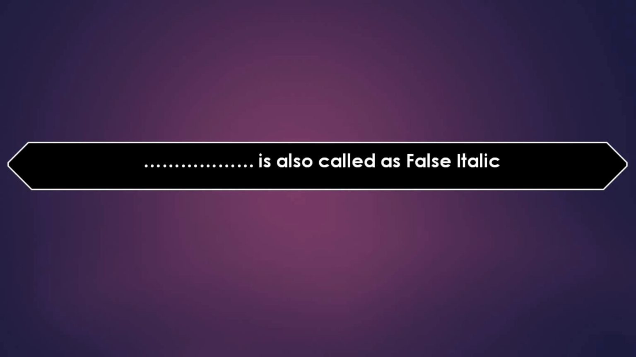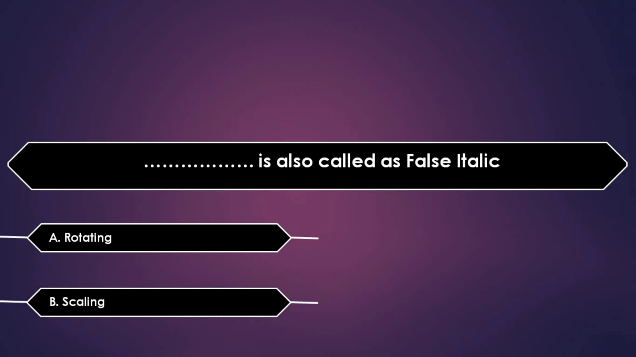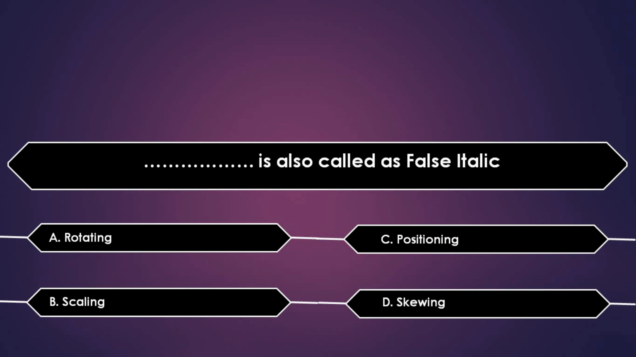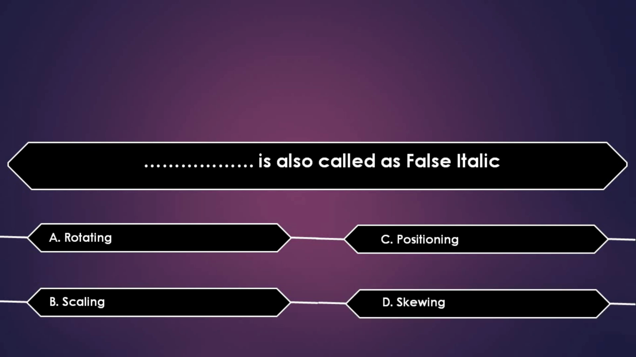Dash is also called as false italic. A. Rotating. B. Scaling. C. Positioning. And D. Skewing. The right answer is skewing. Skewing is also called as false italic.